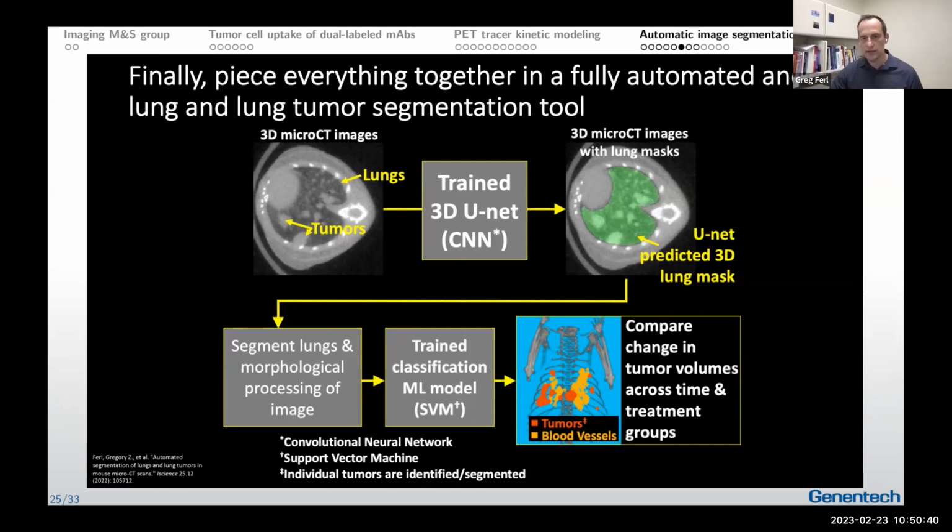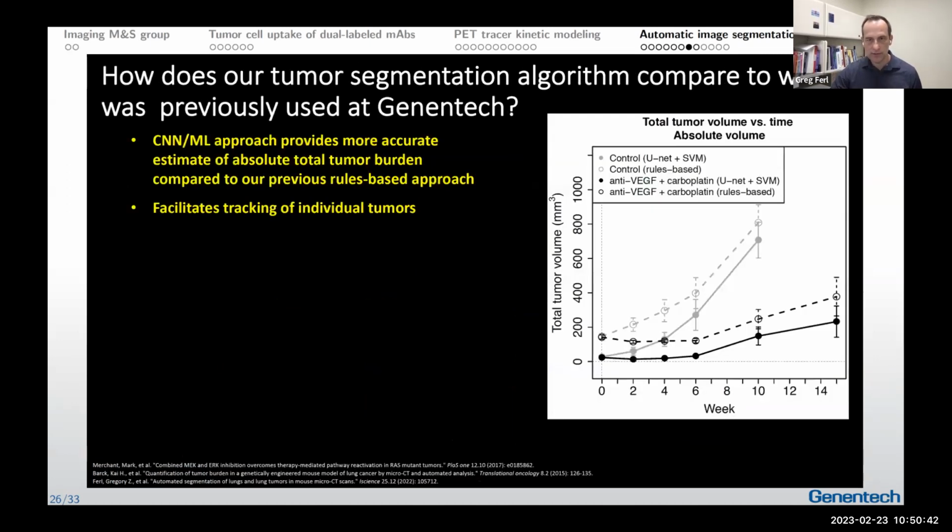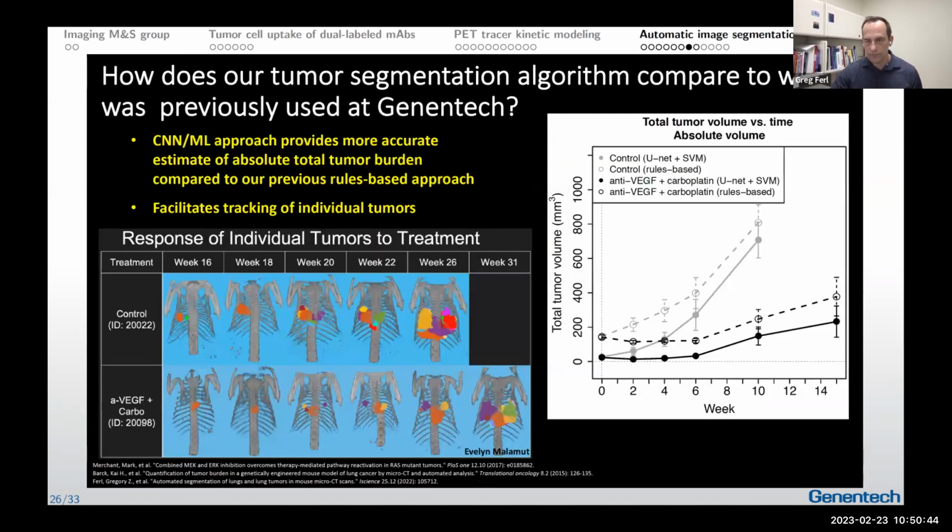It's certainly a solid first step in segmenting out individual lesions. I can go fairly quickly through here. The one thing to point out in this slide is that we have time course data. This is a single animal at the top where we have 5 micro CT imaging time points. This was a control group, and then a second animal that had 6 imaging time points and was treated with an anti-VEGF antibody and carboplatin chemotherapy.